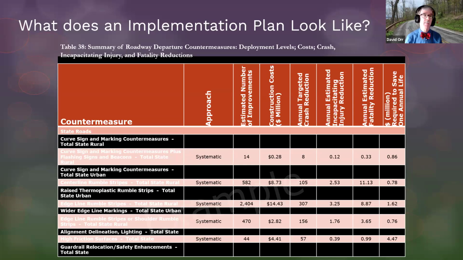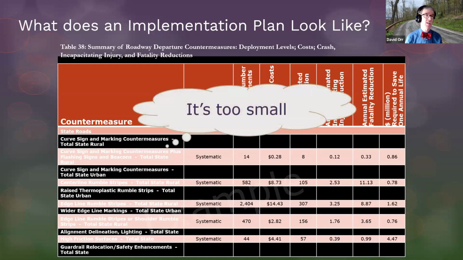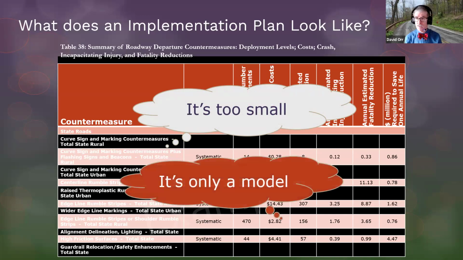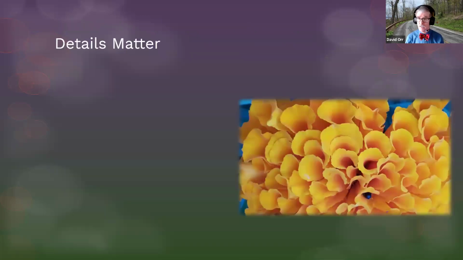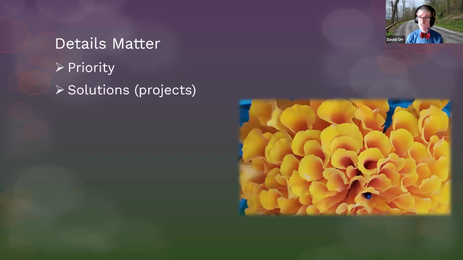Okay? And so you're going to have an implementation plan that's going to have a whole bunch of stuff in it. Now, you're probably all thinking the same thing right now. You're going, it's too small. Well, yeah, I know it's small. It's only a model. I just want you to think about it, and the details matter. Okay? So in the local road safety plan, you may have a list of priorities that you're going to work on. You may have a list of solutions and projects. Now, you may have some general cost in the local road safety plan, but when you get to the project level, you're going to have to do a lot more detailed cost.